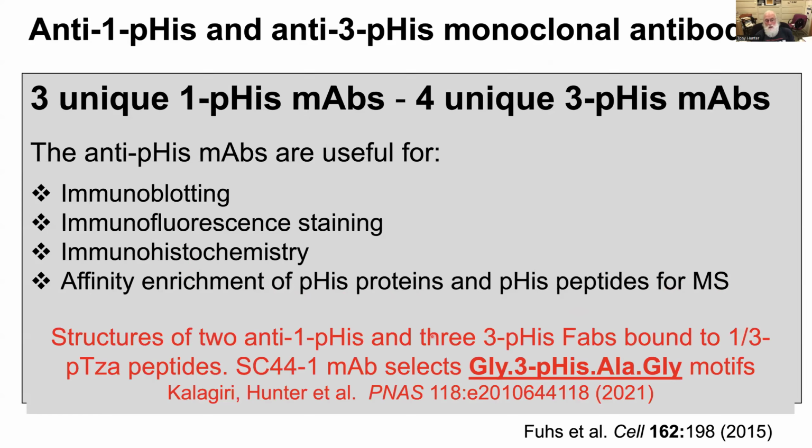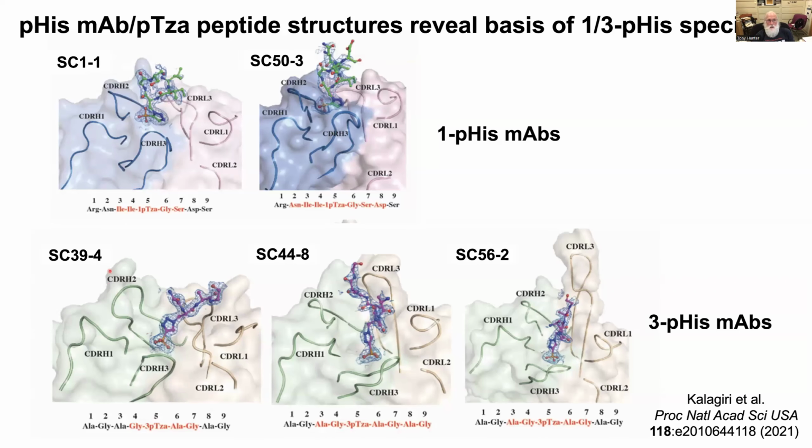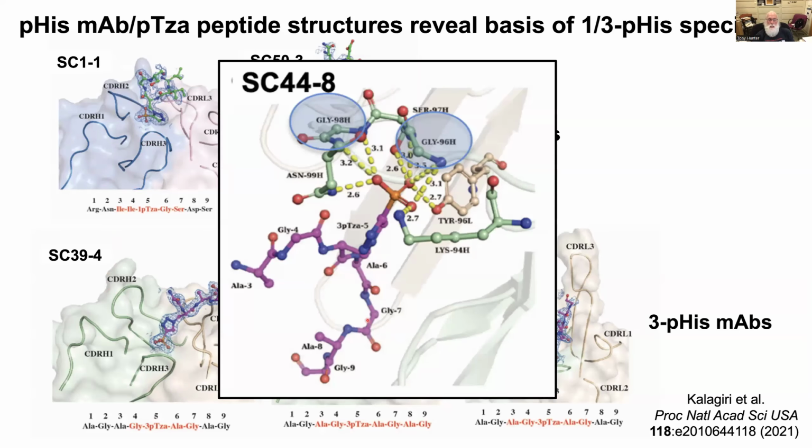We actually solved the structure of 5 of our antibodies bound to these phosphotriazolyl alanine peptides. And what this taught us was how antibodies can discriminate between the 1-phospho form of histidine and the 3-phospho form of histidine. And here's just one example with a higher resolution picture of how the phosphate on the 3 position of 3-PTZA is coordinated by a glycine-X-X-glycine loop, as is the case for some nucleotide binding proteins.